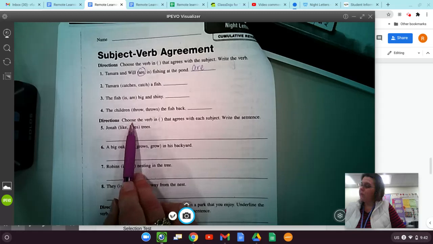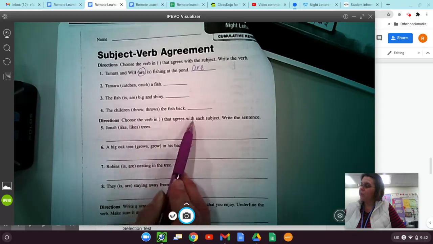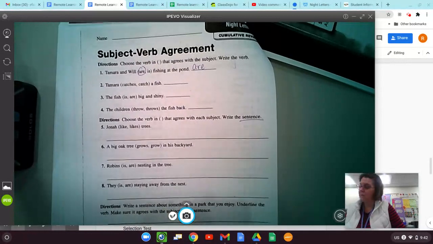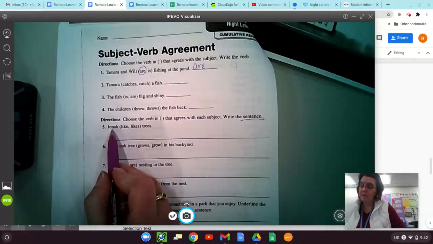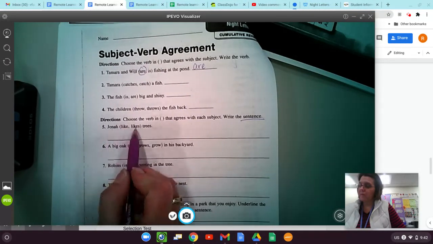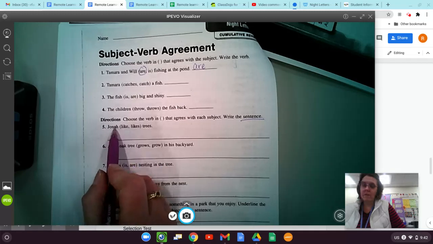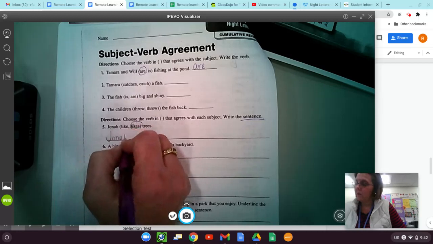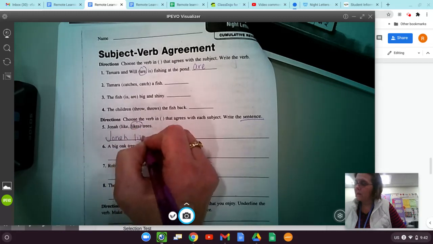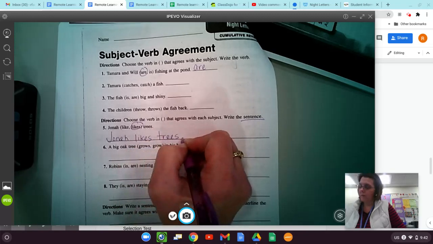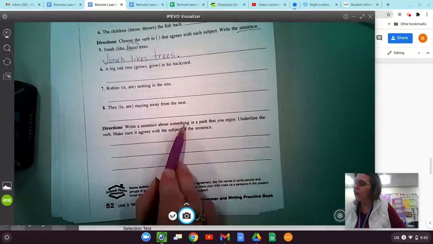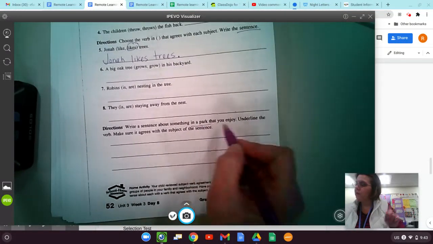Choose the verb in parentheses that agrees with each subject. Write the sentence. So this time you have to write the sentence. Neat handwriting, capitals and periods. Jonah, that's singular, like or likes trees. This is singular. This needs the S. So Jonah likes trees, period.